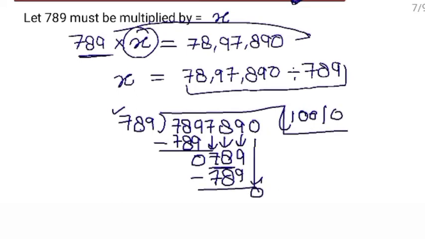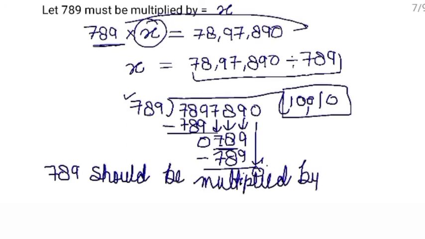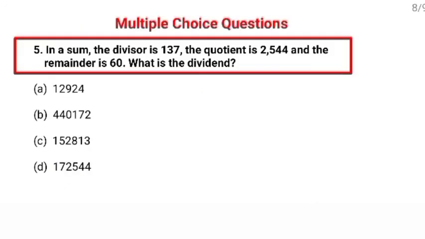So what are you getting? This is 10,010. So what is your answer? 789 should be multiplied by 10,010. This is your answer. Next we have some multiple choice questions.